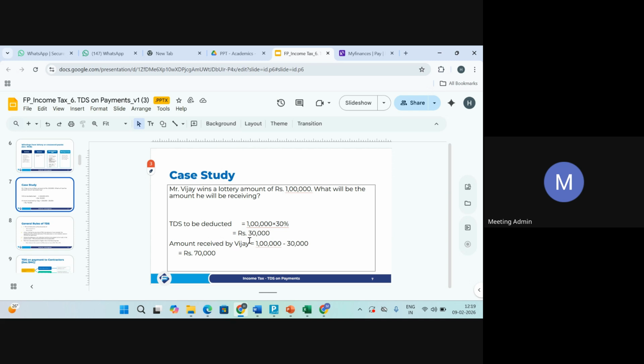The amount received by Vijay will be 1 lakh minus 30,000. In total, he will receive 70,000. The remaining 30,000 will be paid in the form of tax to the government.